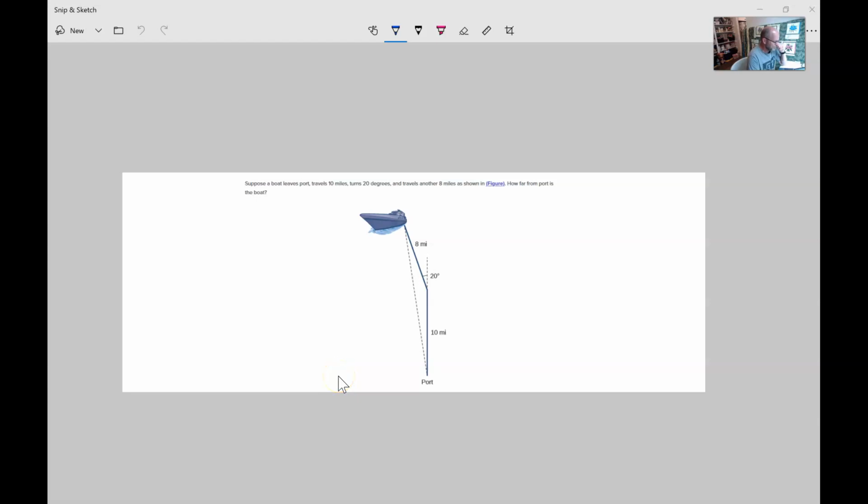Okay, so in this video I'm going to use law of sines and law of cosines to solve a couple of word problems that produce triangles. So here's the first one. It's a boat. It's kind of a cool looking boat. So suppose a boat leaves port, travels 10 miles. That's this part right here.